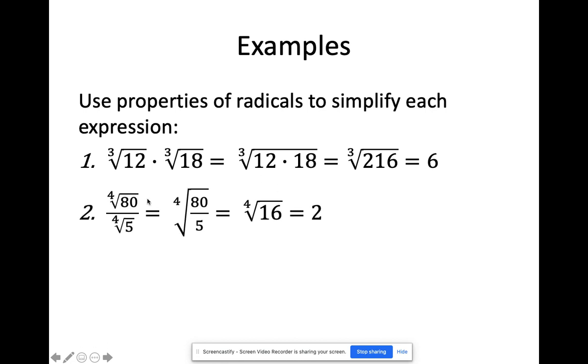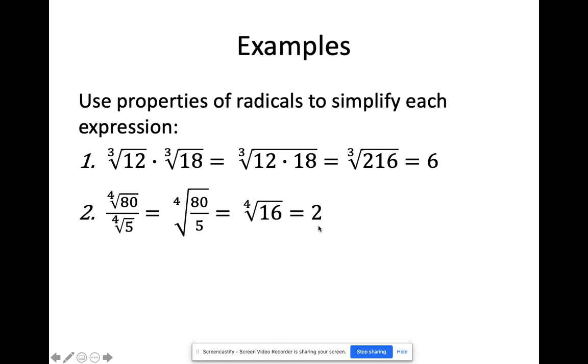Like this one. Fourth root of 80 divided by fourth root of 5. You can put them into one single fourth root. Simply 80 divided by 5, which is actually 16. And the fourth root of 16 gives me 2.